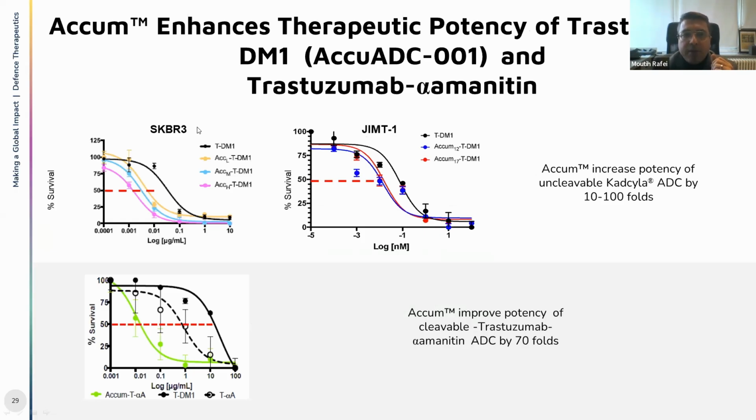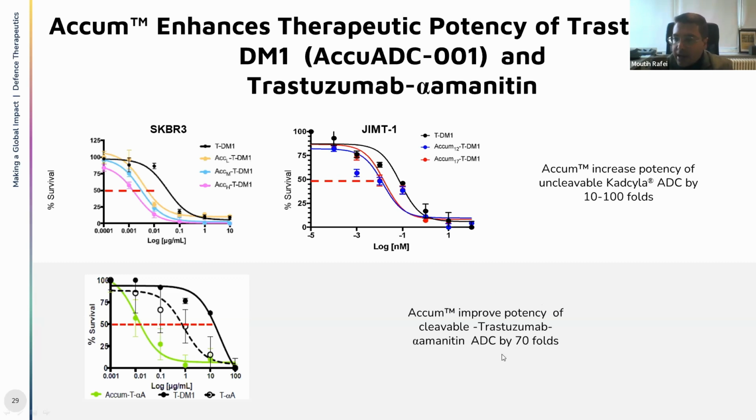Now, we applied the accum on Kadcyla, which is one of the most common breast cancer ADCs. And as you can see, using 2 different cell lines here, we were able to show that if you link accum to the Kadcyla, you'll be able to really shift the sigmoidal curve to the left, meaning that now the antibody is way more potent and is killing more efficiently those 2 different tumor cell lines in vitro.